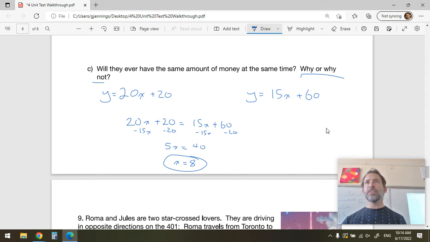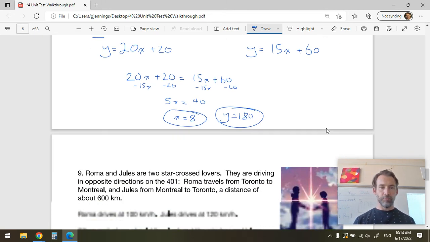Therefore, in the 8th month, they will have how much money? 20 times 8 is 160. 160 plus 20 is the same thing as 15 times 8 is 120, plus 60, which is also 180. So x is equal to 8, y is equal to 180. They have the same amount of money. Cool.